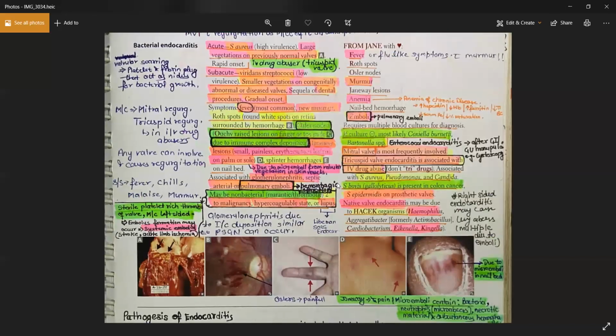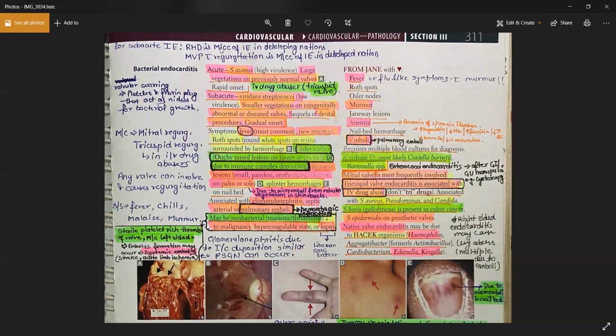Any more doubt on the previous page on cardiac tamponade? No. Then comes bacterial endocarditis. Endocarditis is the inflammation of the endocardium, and this endocardium is actually lining your valves. So whenever you have an inflammation of the endocardium over the valves, you will have a dysfunction of the valves. You will get regurgitation of the valves, right?